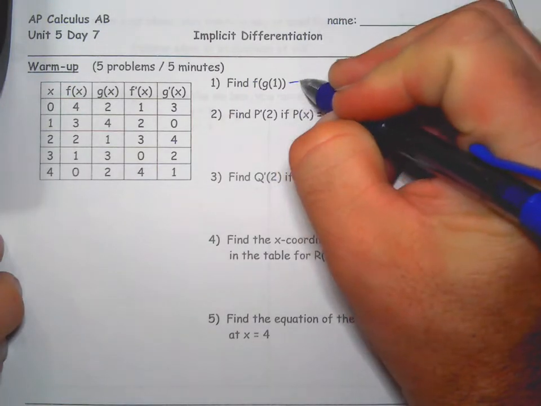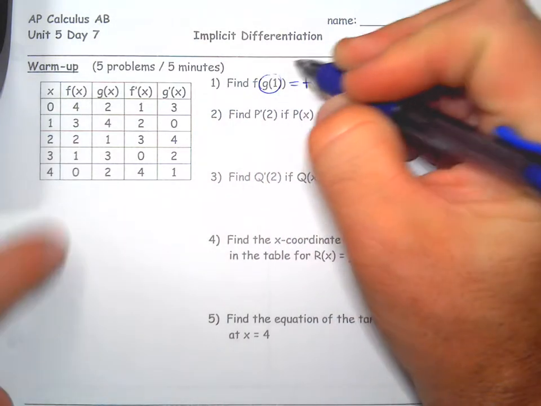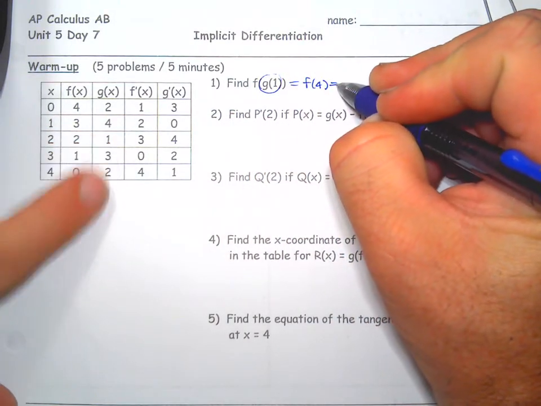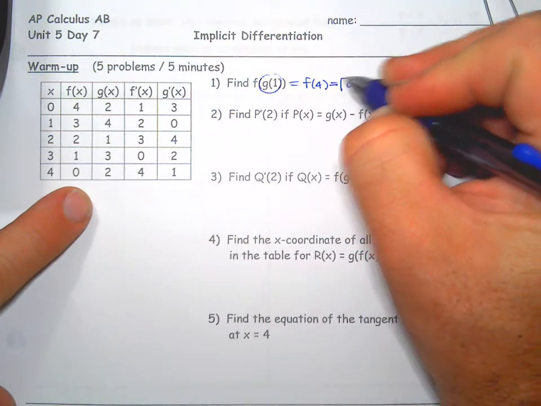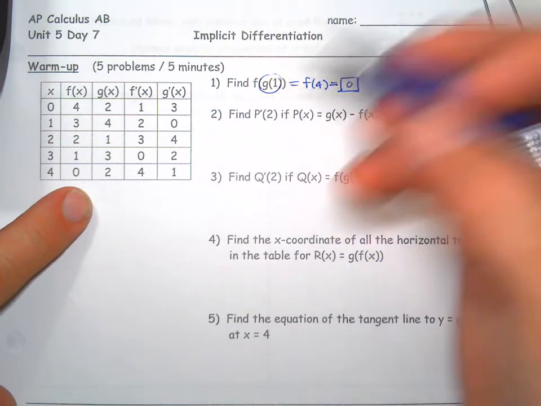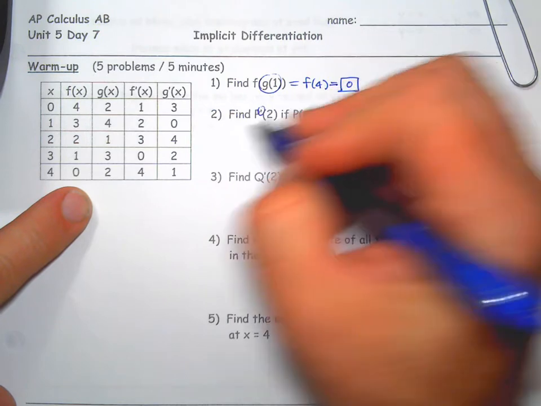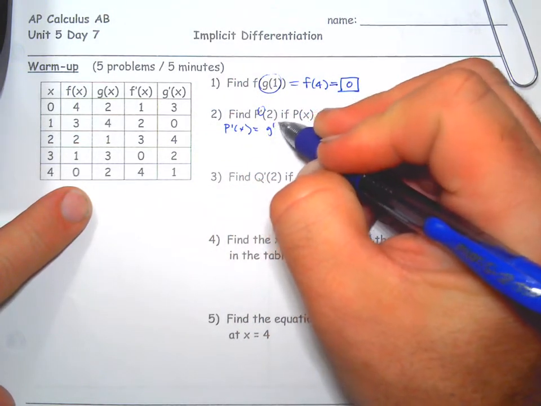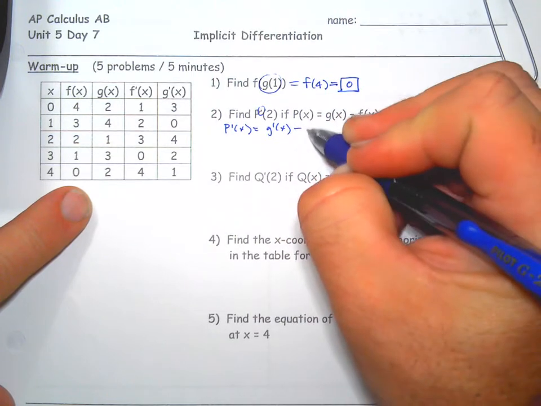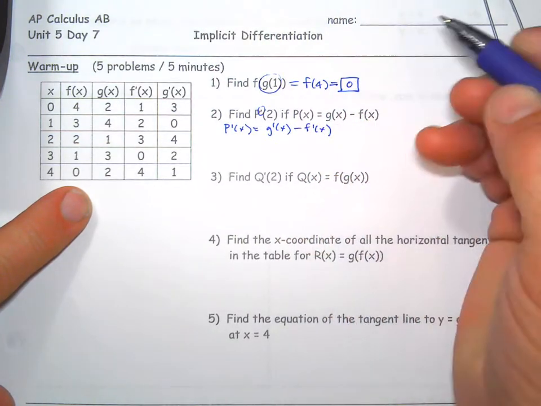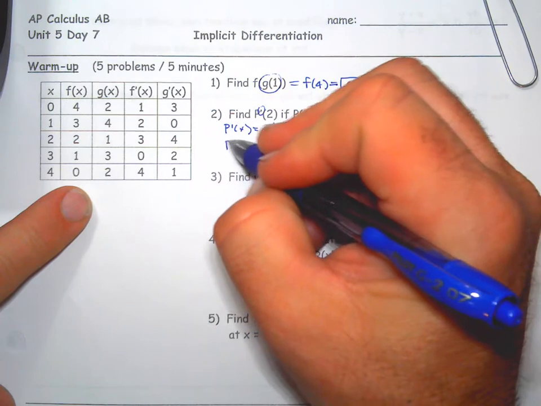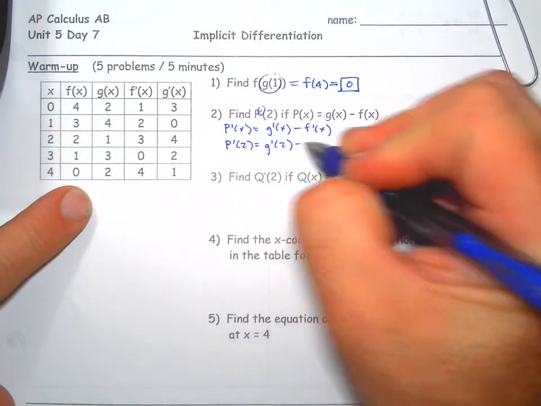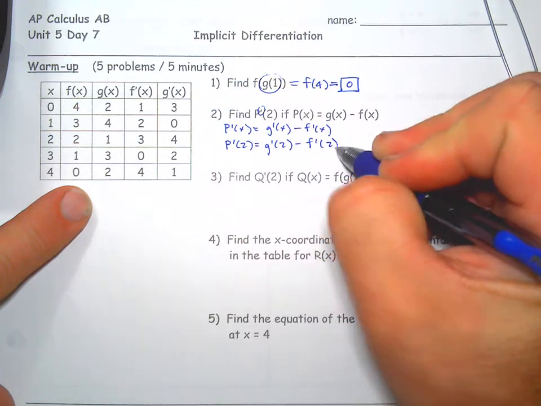Okay, so when you try the problems, we've got to do g(1), which is 4, f(4), which is 0. Done. I do want to see work on these. Now we want p prime, so you should do p prime first. That'd be g prime minus f prime. You can take derivatives of each term separately, that's fine. Then we plug 2 in, and then we look up these values.